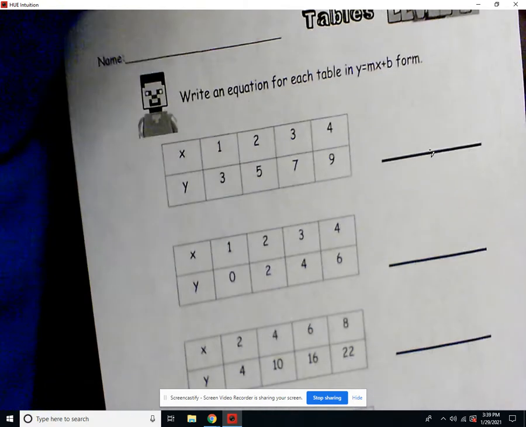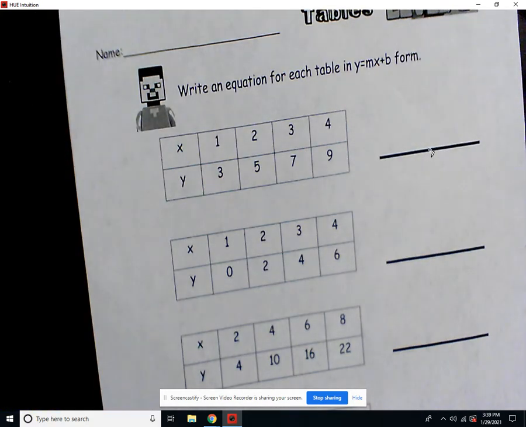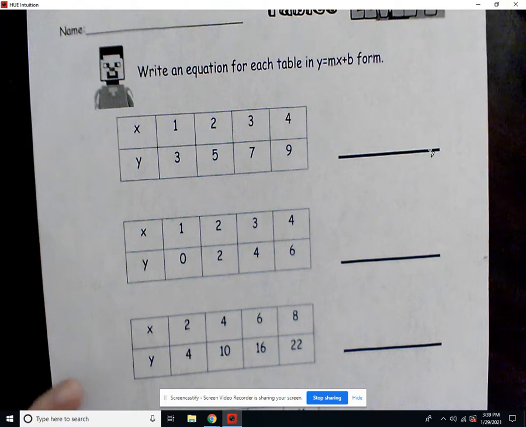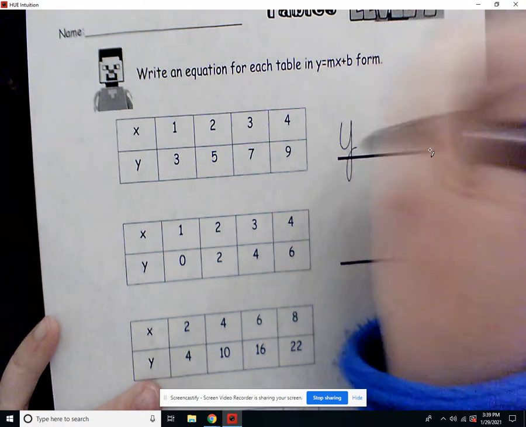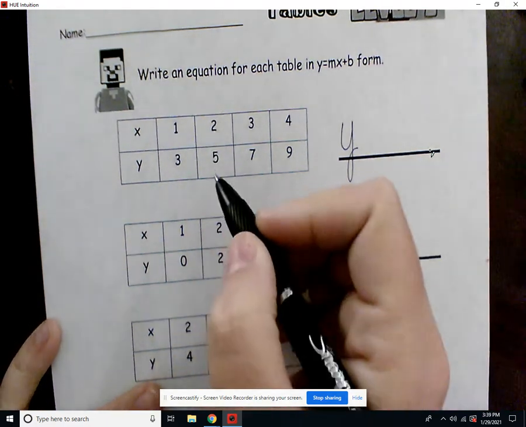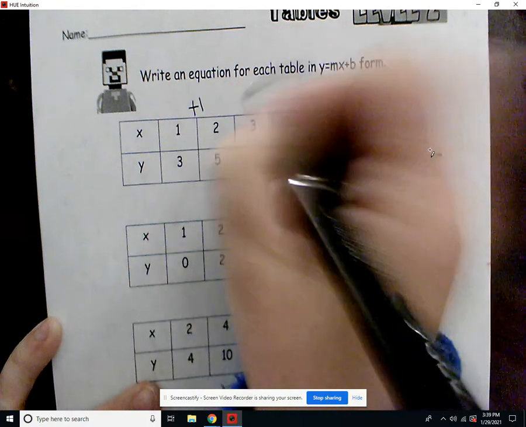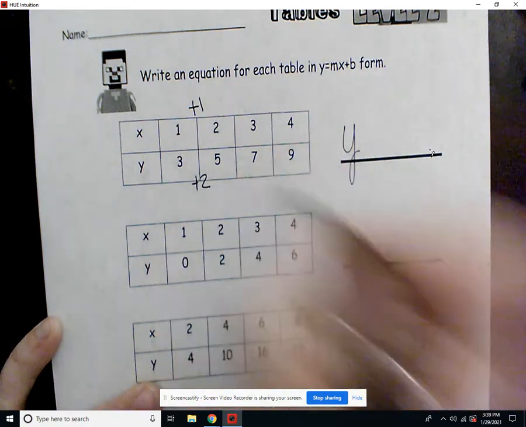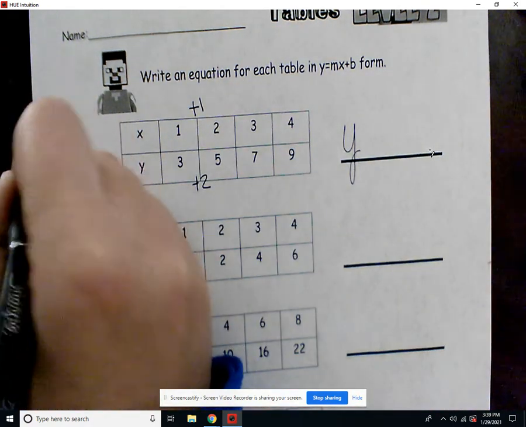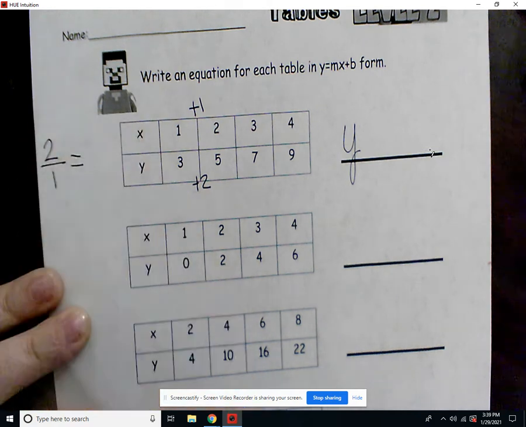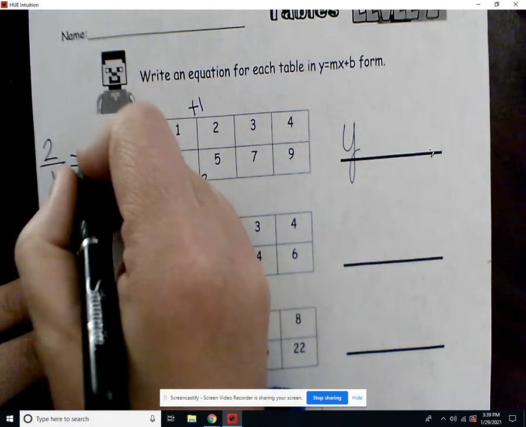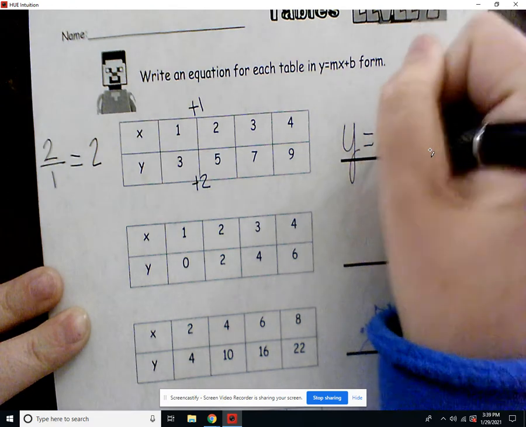Page, we're going to be writing equations, but it's a little bit different than what we did on the first page, a little bit more math involved. So we'll still find our change in x and change in y. So our x's, we're adding 1. Our y's, we're adding 2. So 2 over 1. And then that turns into 2x.